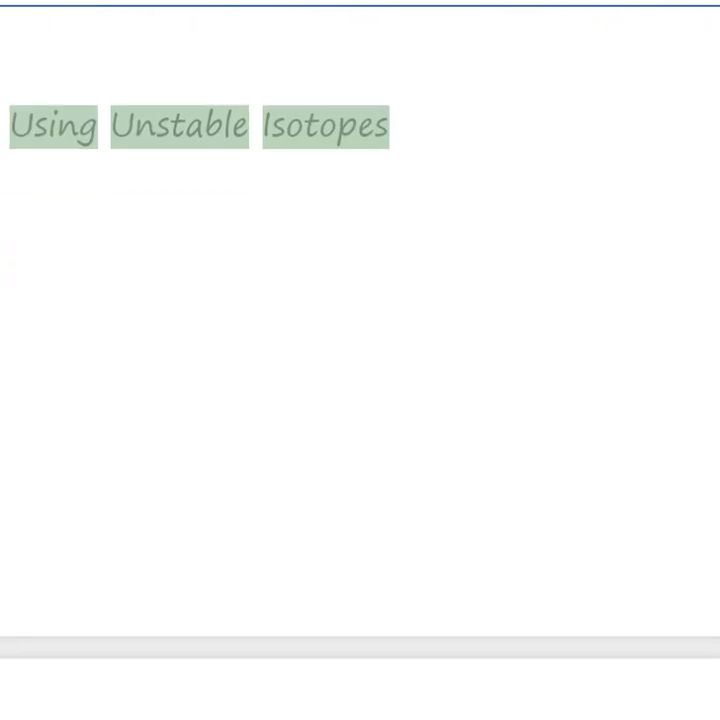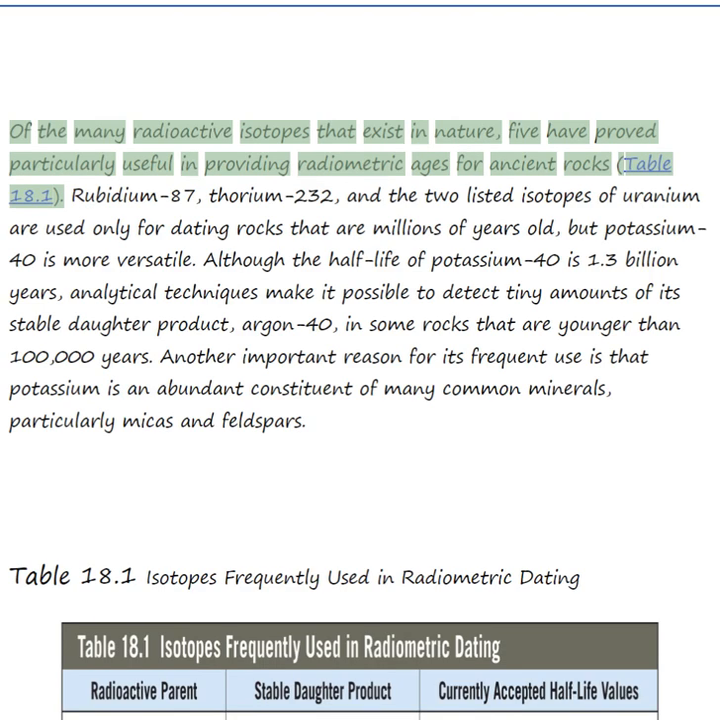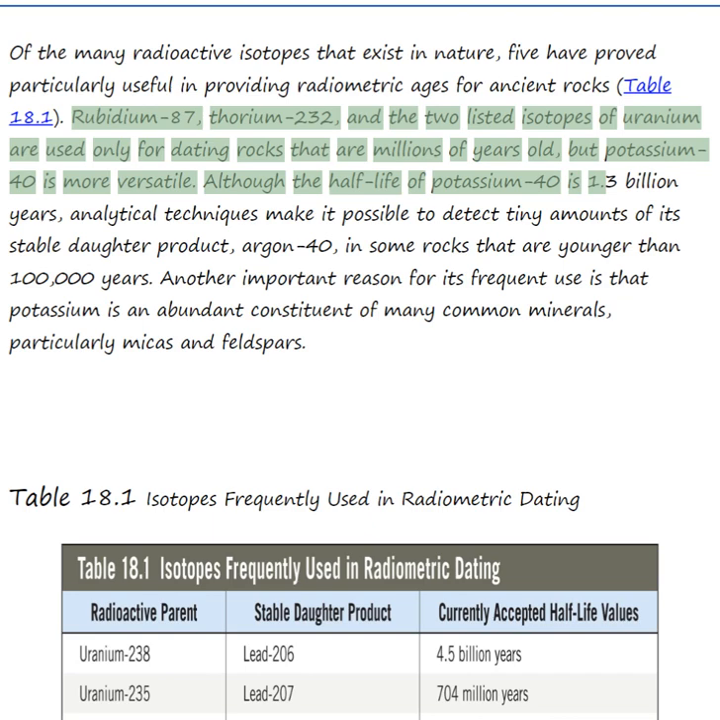Using unstable isotopes. Of the many radioactive isotopes that exist in nature, 5 have proved particularly useful in providing radiometric ages for ancient rocks. Rubidium-87, thorium-232, and the 2 listed isotopes of uranium are used only for dating rocks that are millions of years old, but potassium-40 is more versatile.